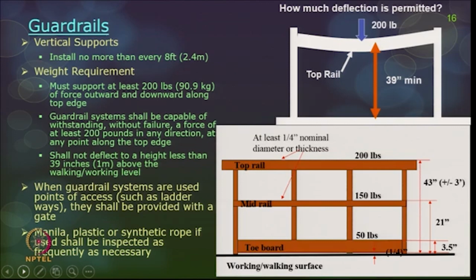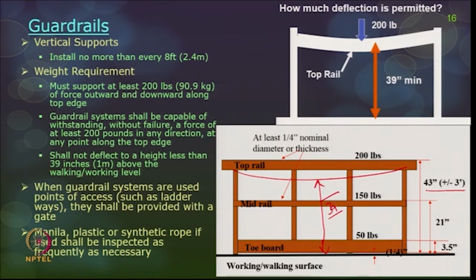Okay. And the thickness is also given here in this picture, and as such the guardrails should be in place on the sides. Now, if you talk about the weight requirement, the entire guardrail should be able to support at least 200 pounds or 100 kgs of force in any direction along the top edge. It can be outward, forward, downward, whatever direction you apply. There can be a deflection, and the deflection should not be more than 39 inches from the walking or working surface. So, if this is 43 plus or minus 3, this deflection can go only till here. This deflection is mentioned as 39. It cannot go below that.